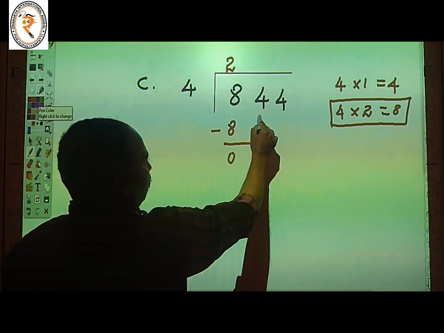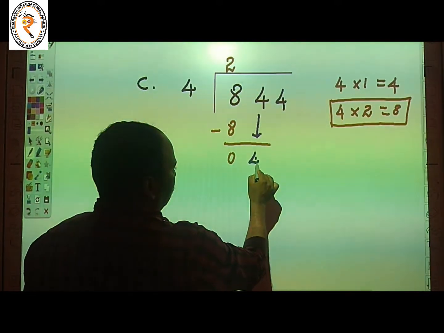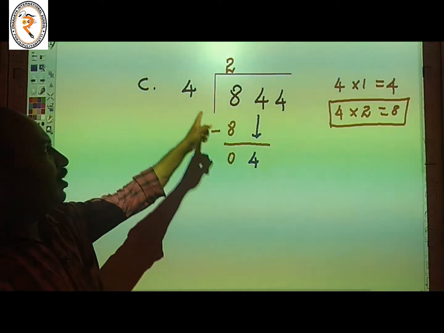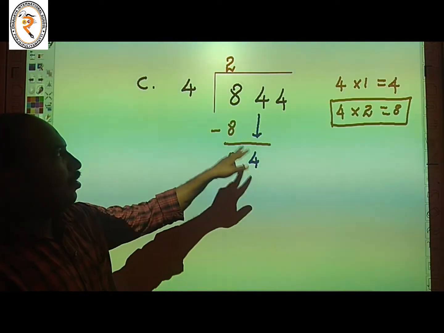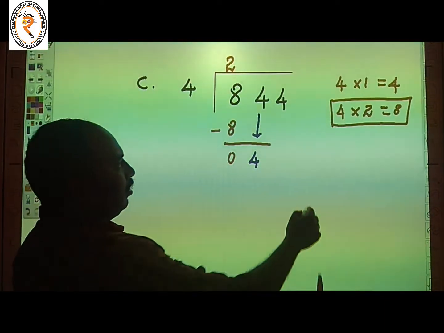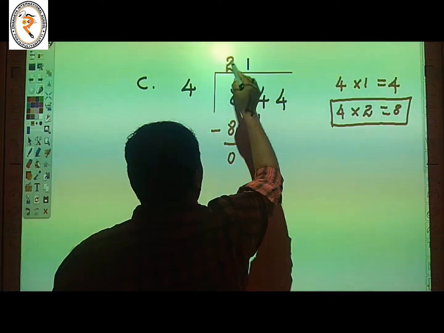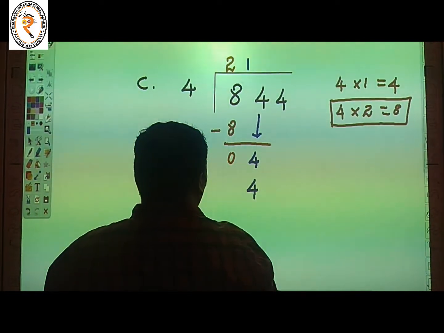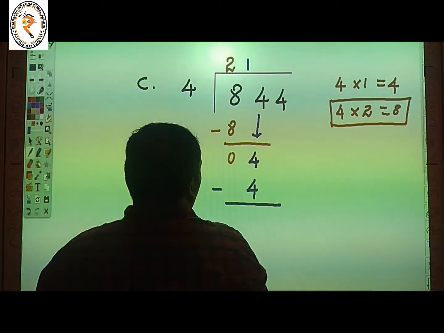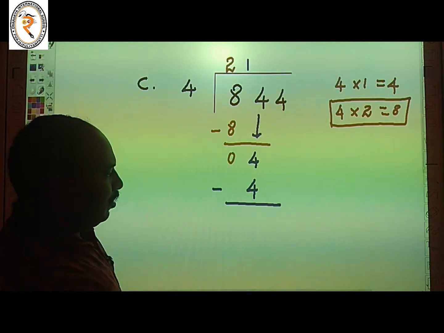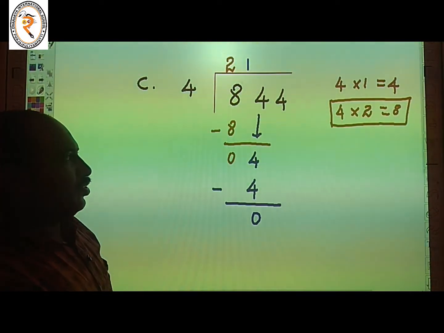Next, bring down the number 4. That means 4 tens. 4 divided by 4. The new dividend is 4. 4 into 1 is equal to 4. Minus: 4 minus 4 is equal to 0.